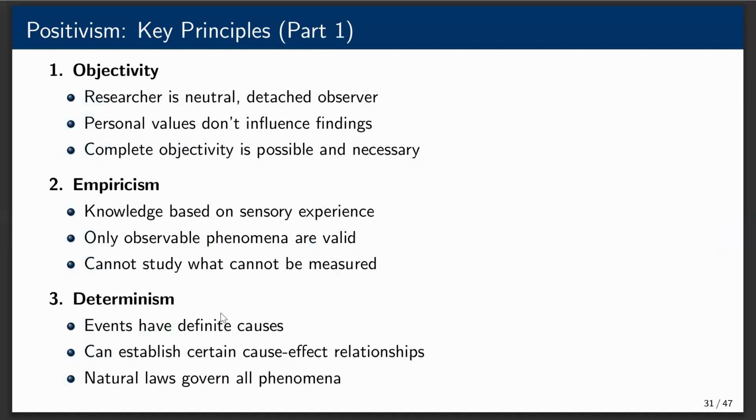So, positivism key principles. The researcher is neutral, a detached observer. Personal values don't influence findings. Complete objectivity is possible and necessary. Empiricism: knowledge based on sensory experience. Only observable phenomena are valid. It cannot study what cannot be measured. Third, determinism: events have definite causes. It can establish certain cause and effect relationships. Natural laws govern all phenomena.